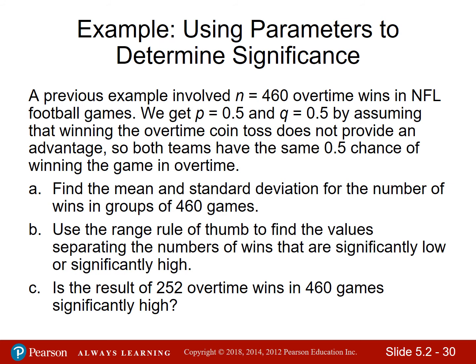So we're just going to use a formula here, right? N times p, n times p times q, square root of npq, right? The mean, the standard deviation, and the variance. Use the range rule of thumb to find the values separating the number of wins that are significantly low or significantly high. Is the result of 252 overtime wins in 460 games significantly high?